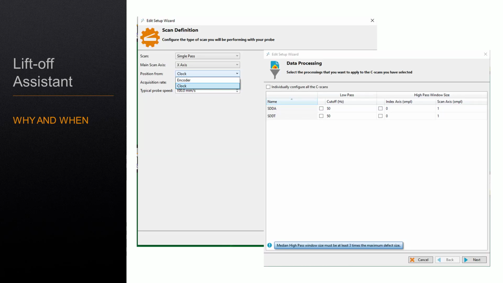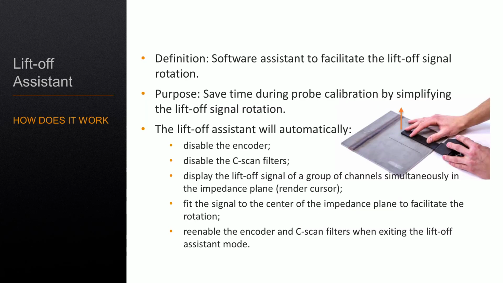Considering those two factors, the old way to perform rotation of the liftoff signal, before the creation of the liftoff assistant, implied that the users needed to access various menus in order to deactivate the encoders and filters and then to reactivate them afterwards. So multiple manual steps, which means risks to forget something along the way. So this is where the liftoff assistant will help save time and increase efficiency when setting the initial parameters for a new job or project.